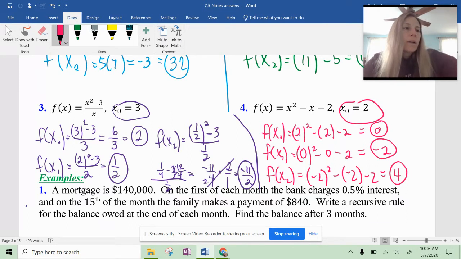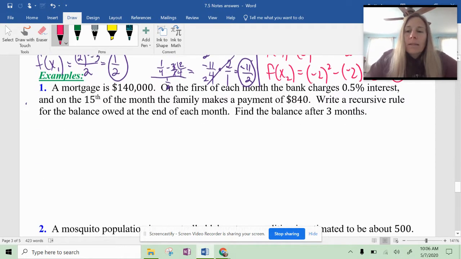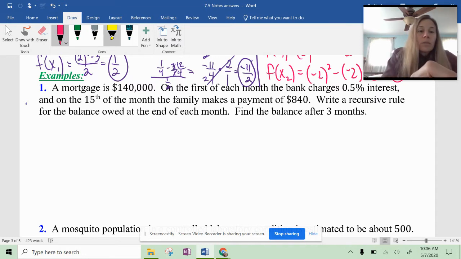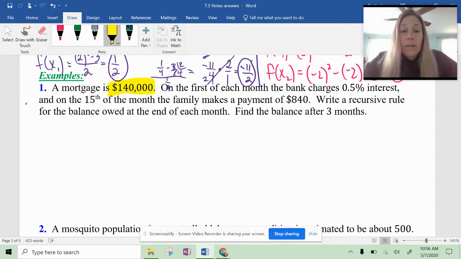Okay, so where are iterates used in real life? A classic example is with a loan and something that you pay back every month or so. So the first example we're going to go over here is this mortgage example. This is like a classic iteration. You have a mortgage, right? Or a car loan or whatever it is, and that's going to be some starting amount. So in this case, let's say we're taking out a mortgage for $140,000.